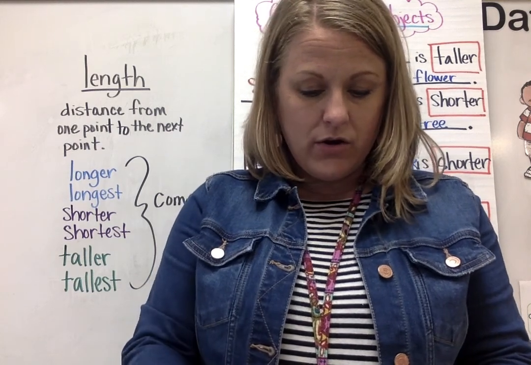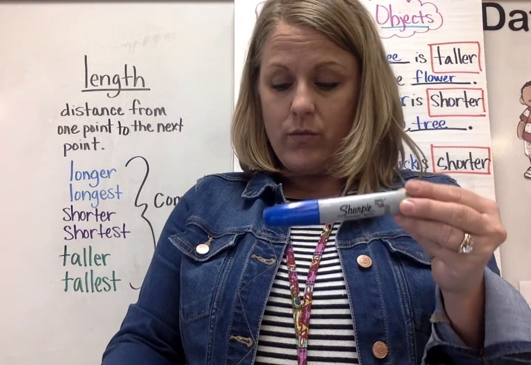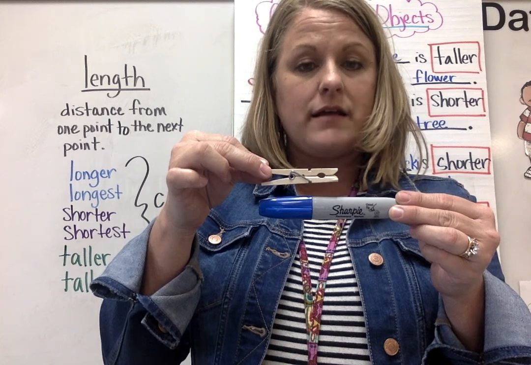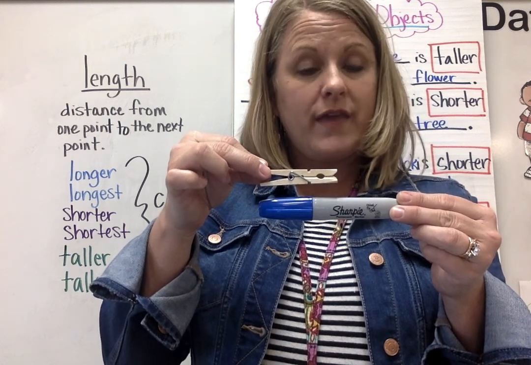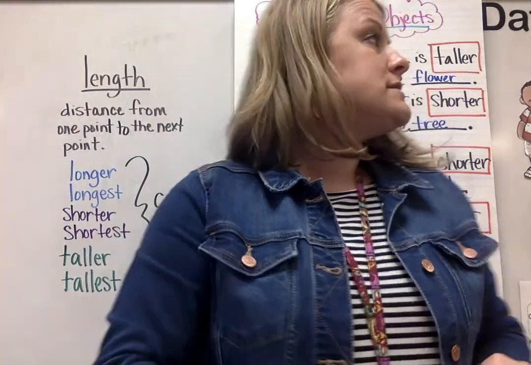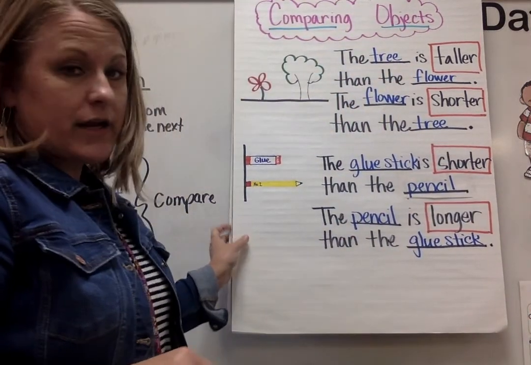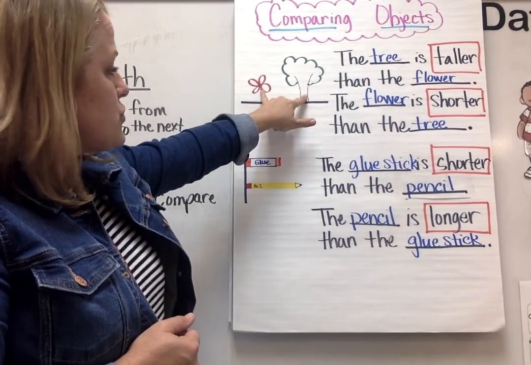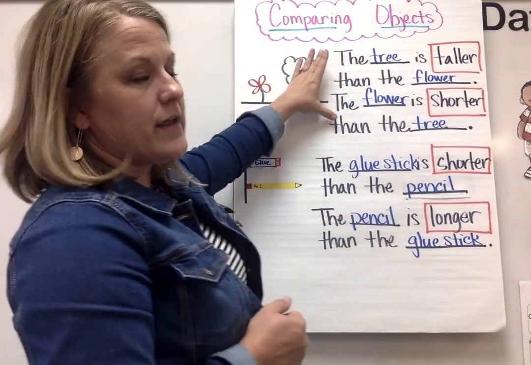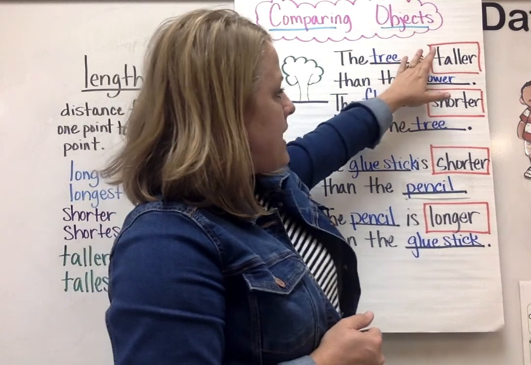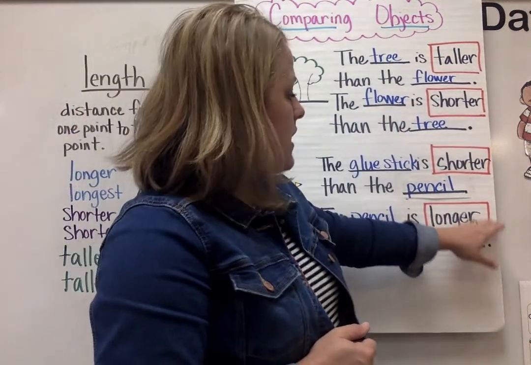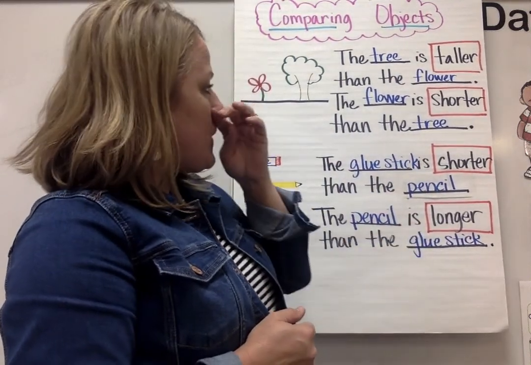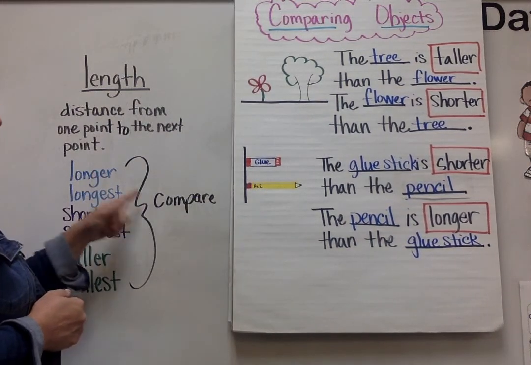I could compare my Sharpie with a clothespin. I'm going to line up one of those points and I can see that my clothespin is shorter than my Sharpie. So I have a chart here, a comparing objects chart. And the first thing is I have a tree and a flower, and over here I've got a few sentences, and those sentences have some key words that are boxed in orange. You'll see taller and shorter and longer. So that's again some of these words that we're going to use to compare.